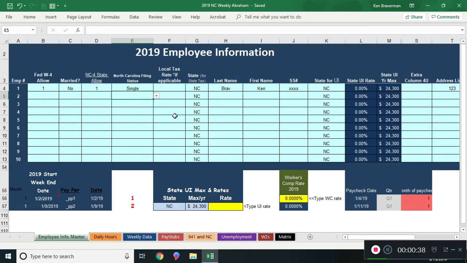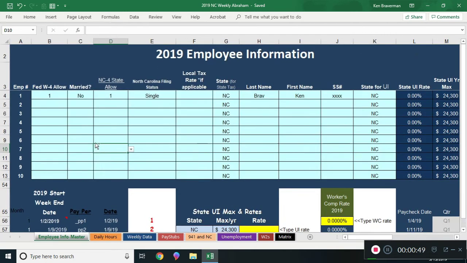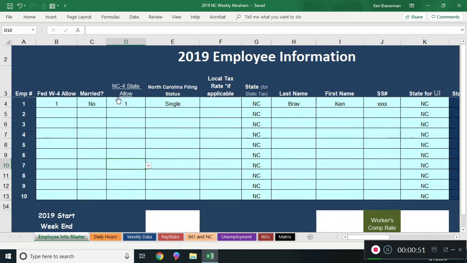So let's talk about North Carolina payroll. First of all, what you need to know: unemployment in North Carolina, wage base is set at 24,300. We have that right here. We're going to talk about some information that you need to have in North Carolina. You need to have your employee fill out a NC4 to figure out how many allowances they have in North Carolina, and you would put that right here.